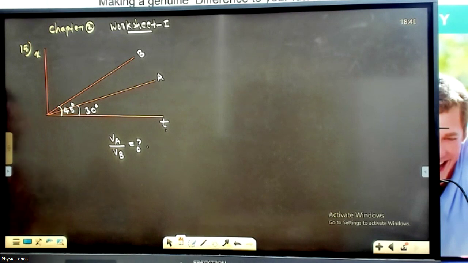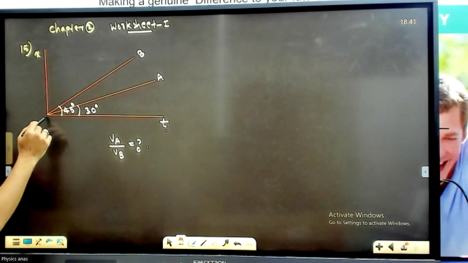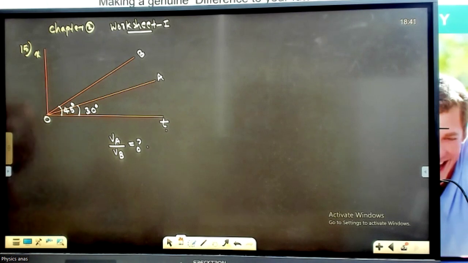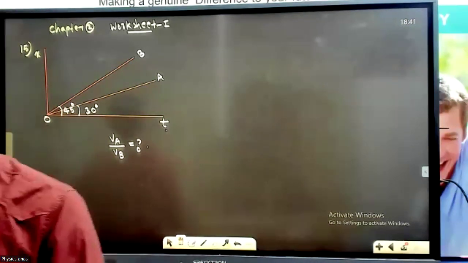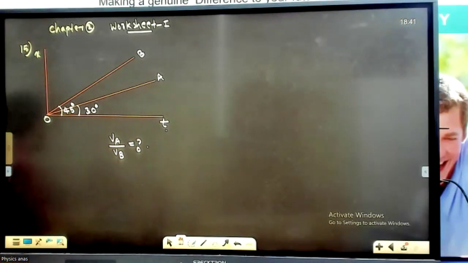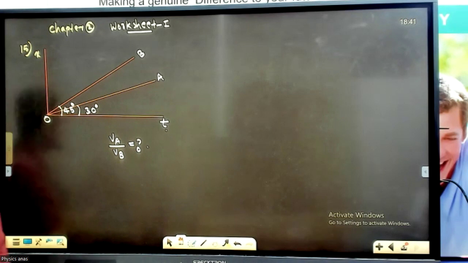How can we find VA by VB? This is a displacement time graph. You have to remember something. What is the slope of a displacement time graph? What is velocity? Slope of displacement time graph.